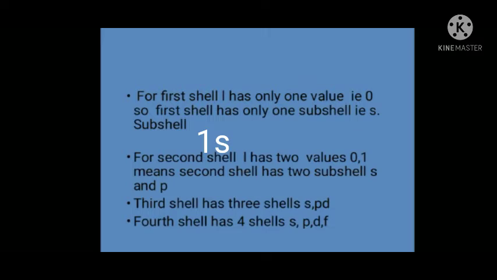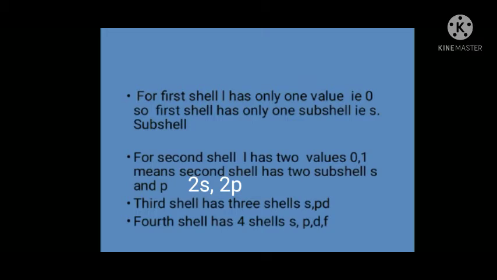Like that for the second shell, L has two values, that is 0 and 1. That means the second shell has two subshells. If L is equal to 0, that means S subshell, and L is equal to 1, that means P subshell. So for the second shell, there are two subshells, S subshell and P subshell, and they can be represented as 2S and 2P.